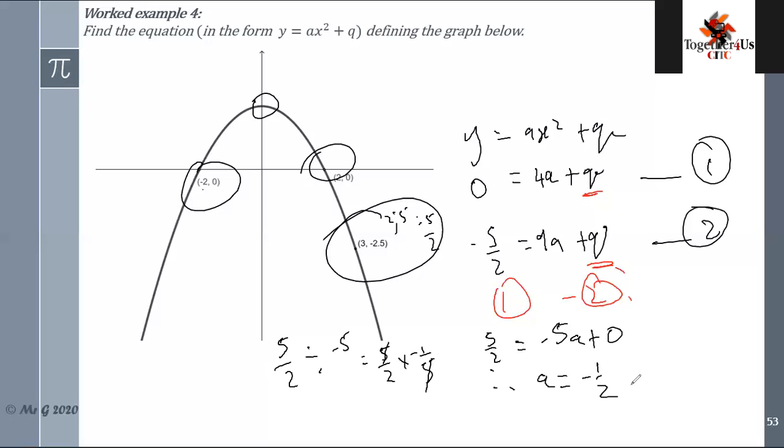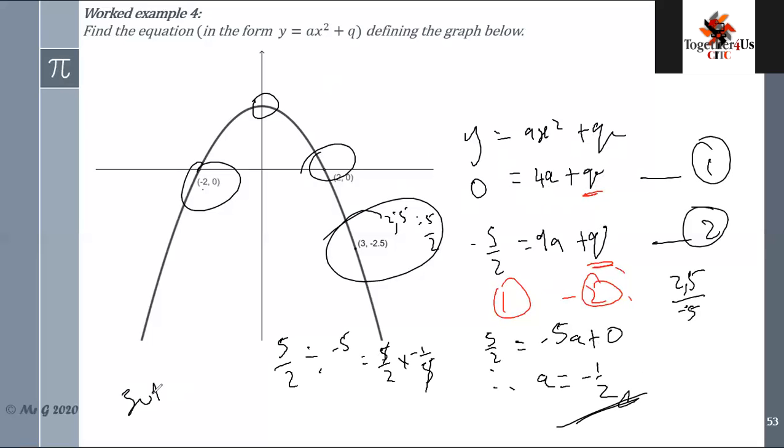Of course, you could have pressed this in your calculator to save yourself some stress of algebraic errors. Okay, so you are welcome to actually type this in your calculator. What you could have done, you could have just said 2.5 divided by a negative 5. That's what you could have done. Perfect for me. I'm happy with that, as long as you get the correct answer. So I have my a. Can I find my q? Yes. Which equation? I'm actually going to use equation 1 because it looks very easy.